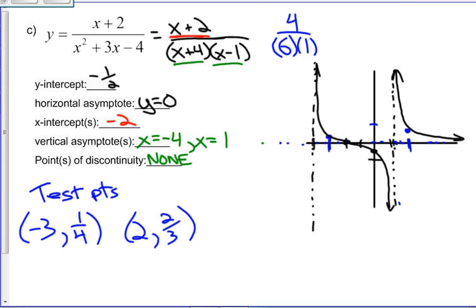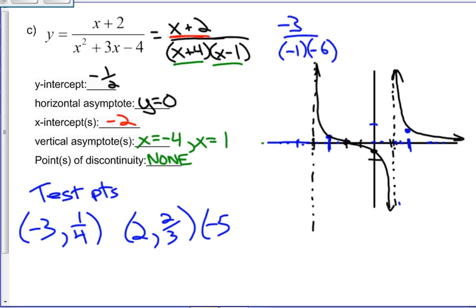Okay, now all that's left is the far left side. So a good test point would be anything that's to the left of -4. And probably the most convenient one would be -5. If I put -5 in the original, let's see, I'll have -3 all over -1 by -6.